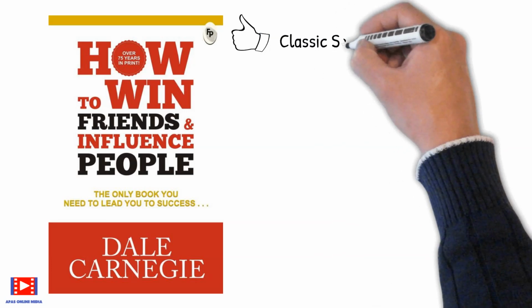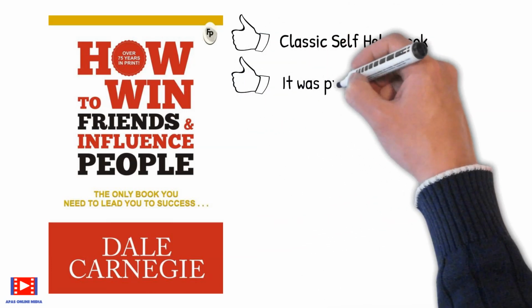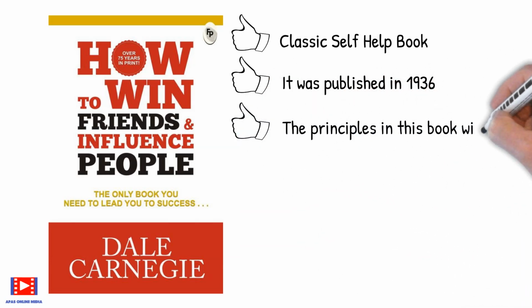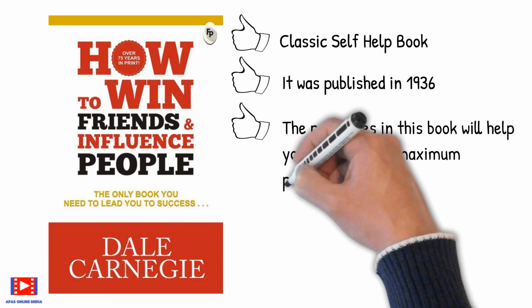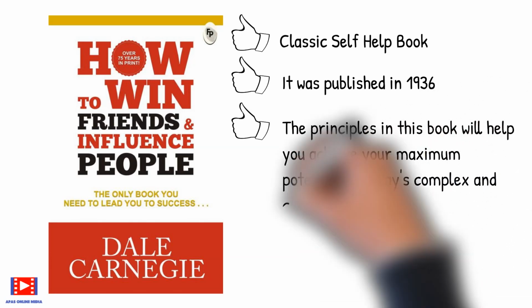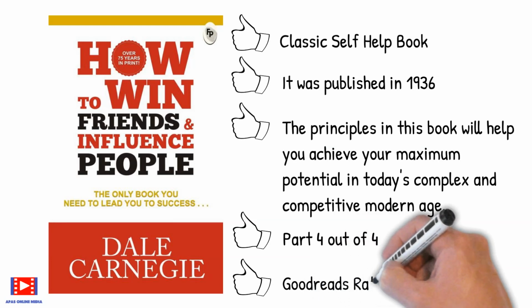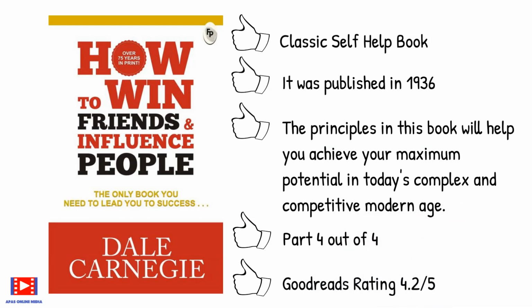Hey everyone! Today we will be reviewing How to Win Friends and Influence People by Dale Carnegie. It's a classic self help book. It was published in 1936. The principles in this book will help you to achieve your maximum potential even in today's complex and competitive modern age. To be able to cover maximum principles from this book, we have divided this review into 4 parts. This is part 4 of 4, and it has Goodreads rating of 4.2.